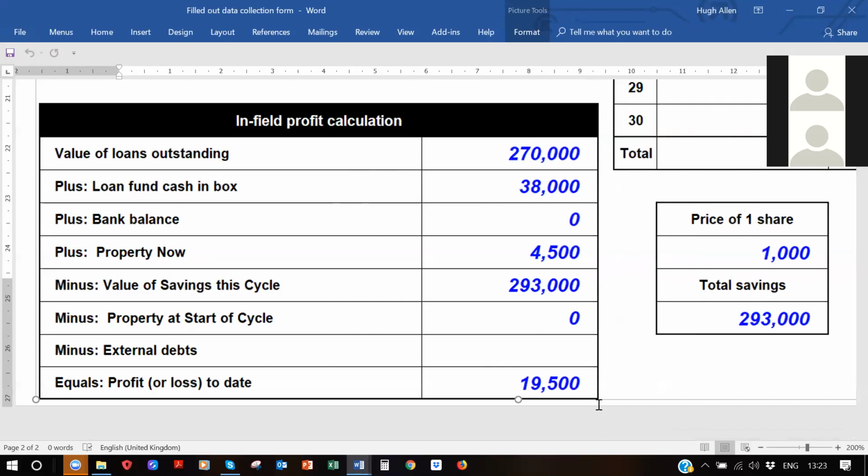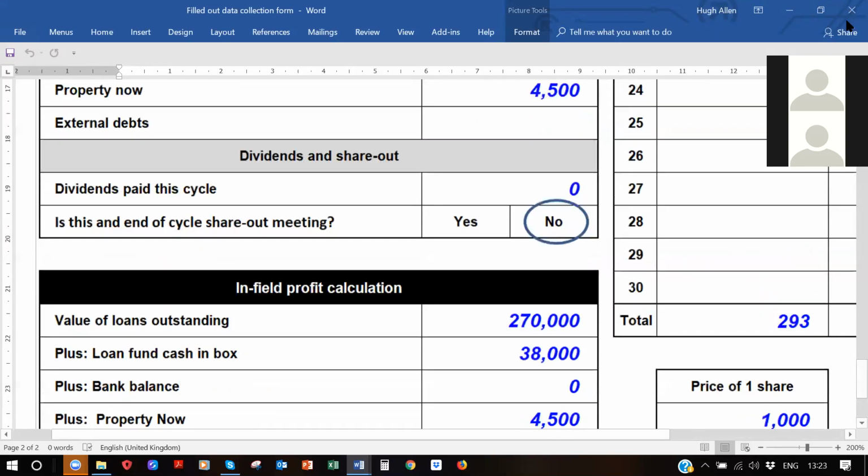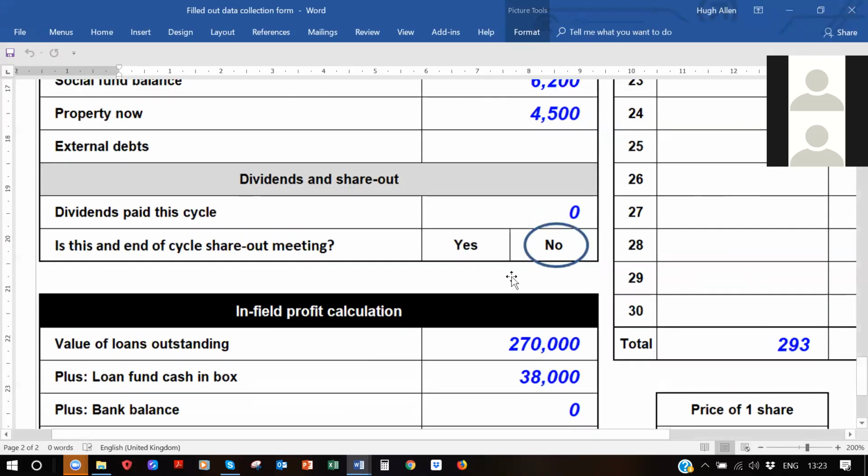Okay. I consider this to be extremely important, and I would not accept a data collection form from a field officer where this was not filled out, because if it's not filled out, it means that the field officer has not given a report to the group about its financial situation.